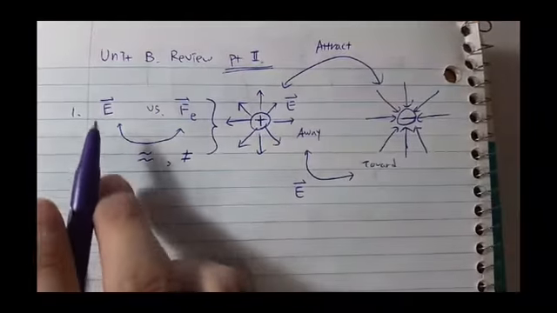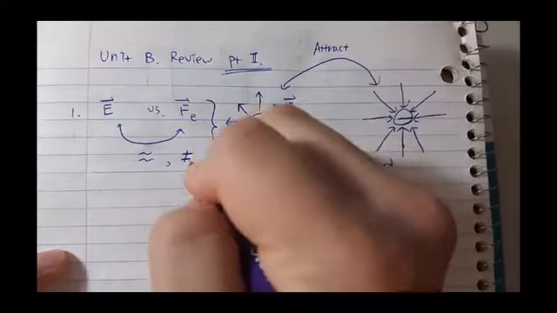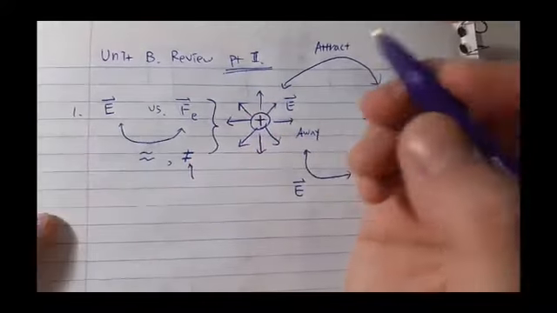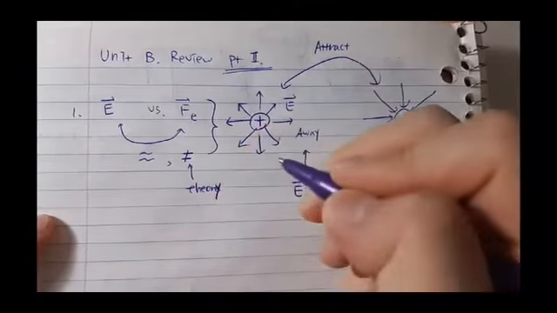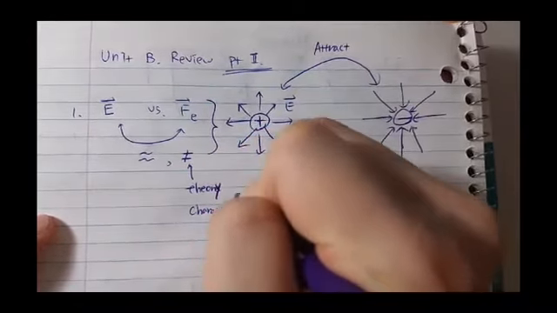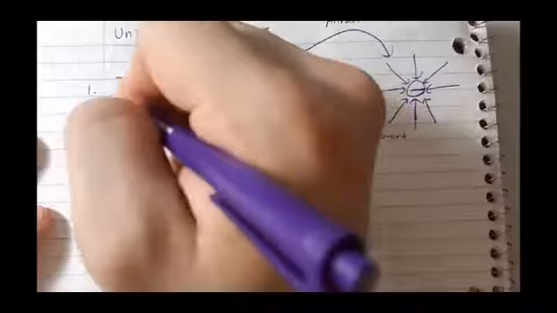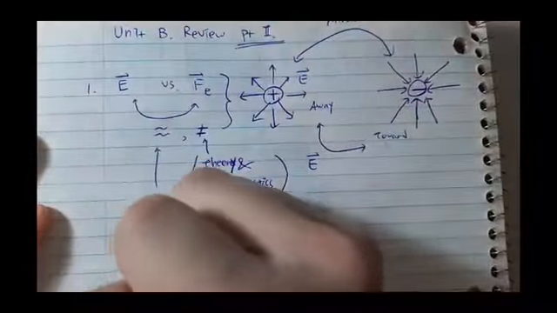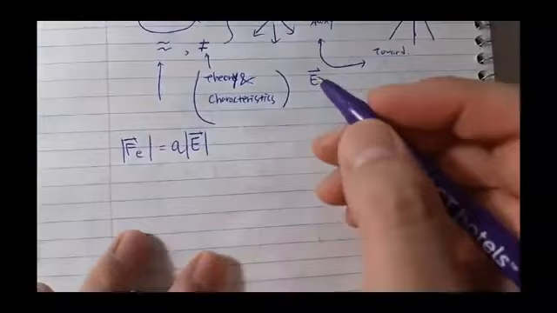So when we talk about the relationship between electric field and electric force, what is not completely identical is the theoretical perspective and the characteristic perspective. On the other hand, what is similar is the formula, because electric force is equal to Q times electric field, and that's for the amount situation only.